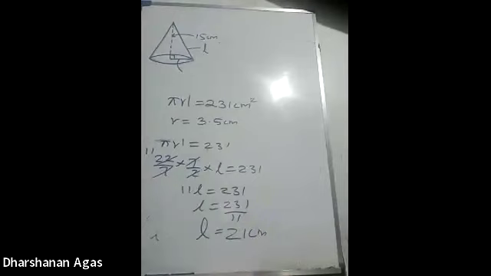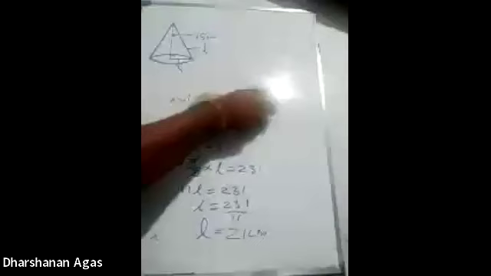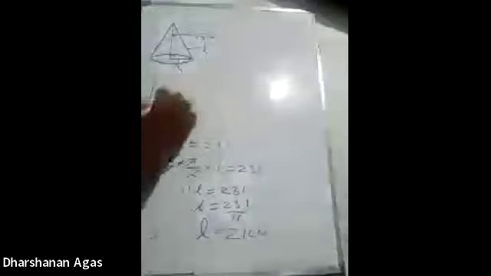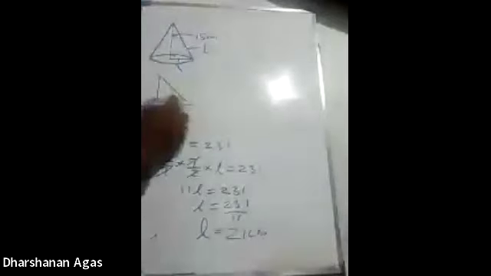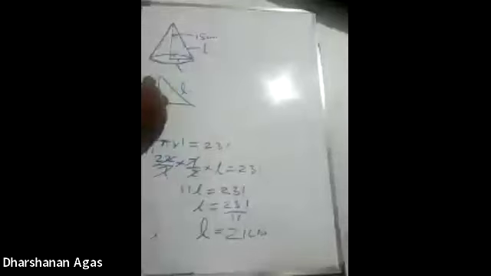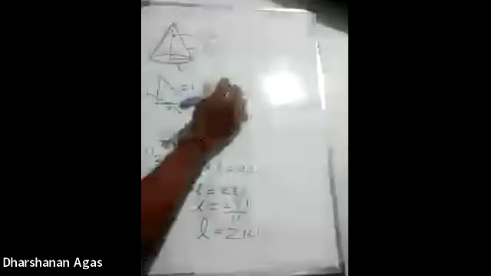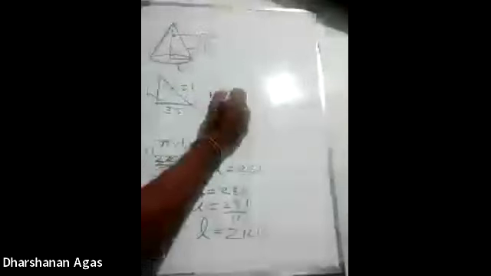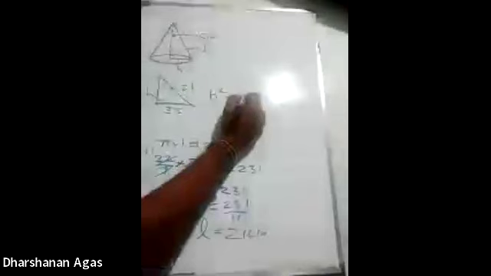The curved part, the perpendicular height. Then you have to use the Pythagoras theorem. Shall I write this part on the top, students? Pi r L will be used to find the slant height. Now by using the Pythagoras theorem, we have to find the height, and the base is 3.5. Here you found the slant height, 21. Then h square plus 3.5 square equals 21 square.